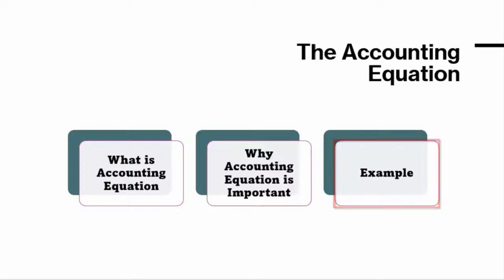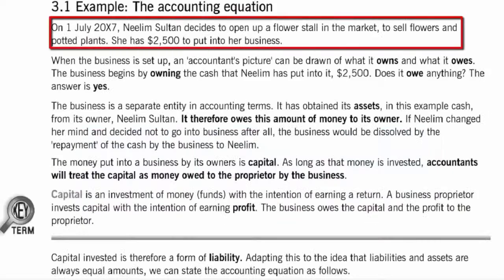Example, Neelam Sultan's flower business. On the 1st of July, Neelam Sultan decides to open a flower stall to sell flowers and potted plants. To start her business, she invests $2,500 of her own money as capital.